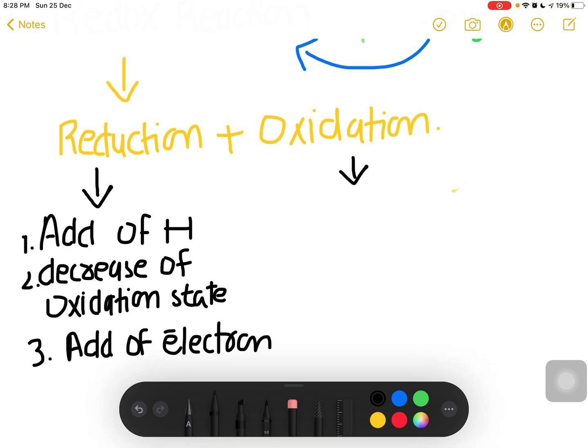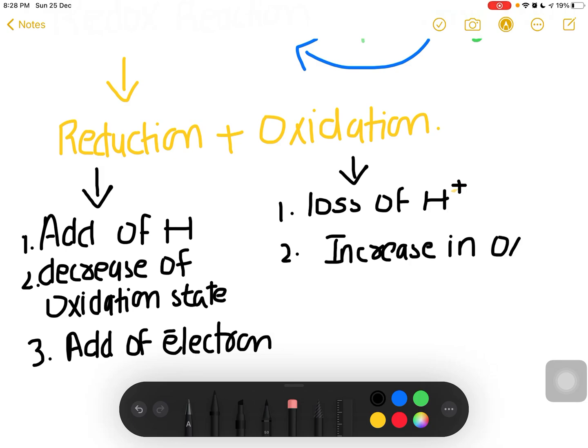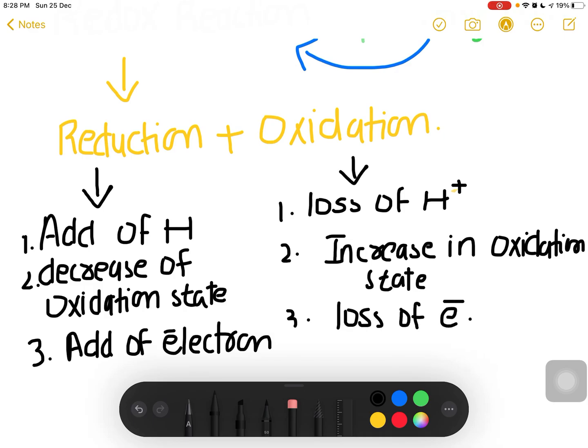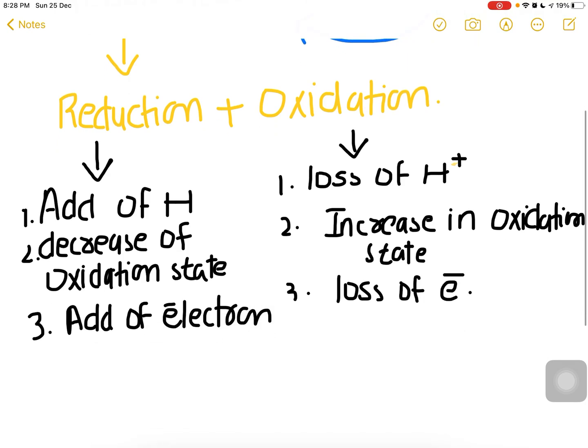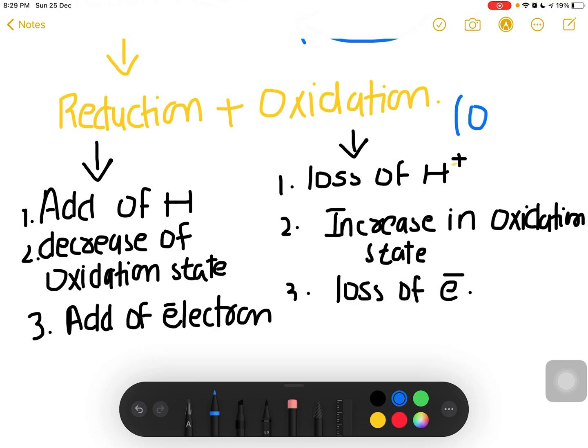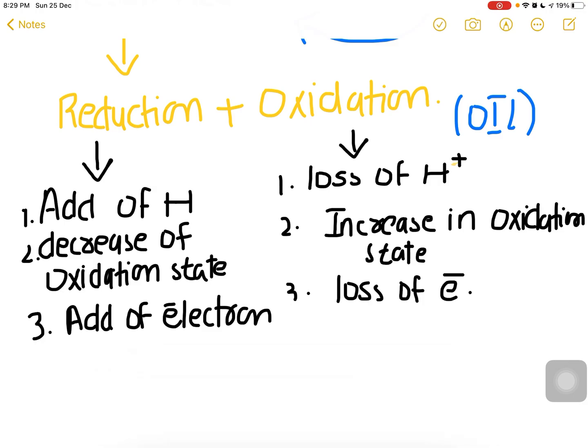Basically in oxidation there will be loss of hydrogen ions, there will be increase in oxidation state, and number third, there will be loss of electron too. So if you don't remember these things, there's a trick too. When I say OIL, it means oxidation is loss of electron, you can say like this, right? And okay, now I hope this concept of reduction and oxidation is clear to you.